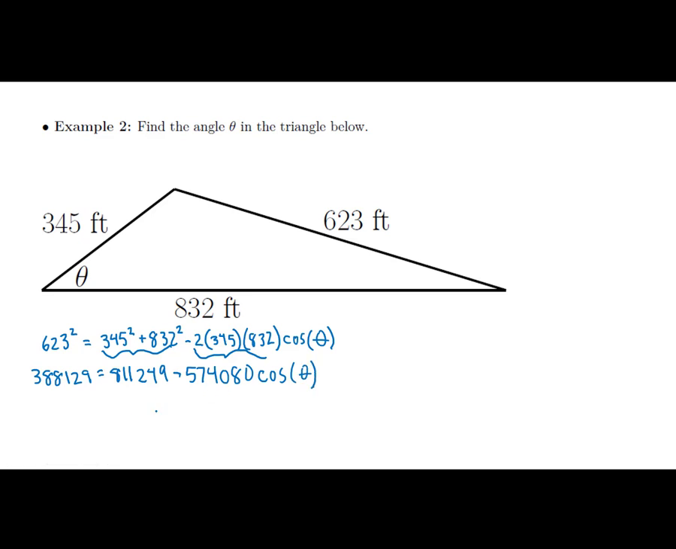All right, I'm going to just have a little equation to solve here. So if I subtract 811,249, then on the left side here I've got negative 423,120, and that's equal to negative 574,080 cosine of theta.